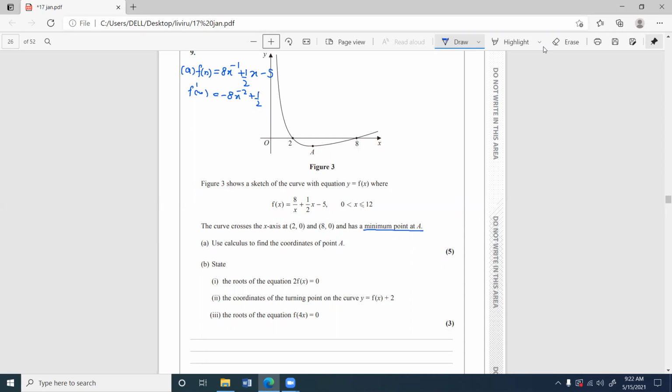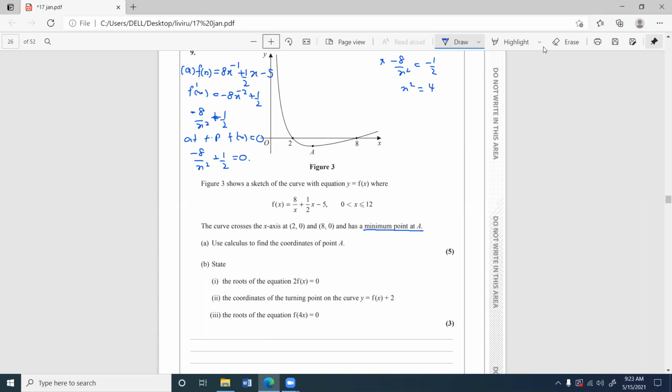That means -8 over x squared plus half. So you can say at the turning point, f'(x) equals 0. With this you can write -8 over x squared plus half equals 0. From here, you can say -8 over x squared equals minus half. So if you cross multiply, you get x squared equals, sorry, x squared equals 4.